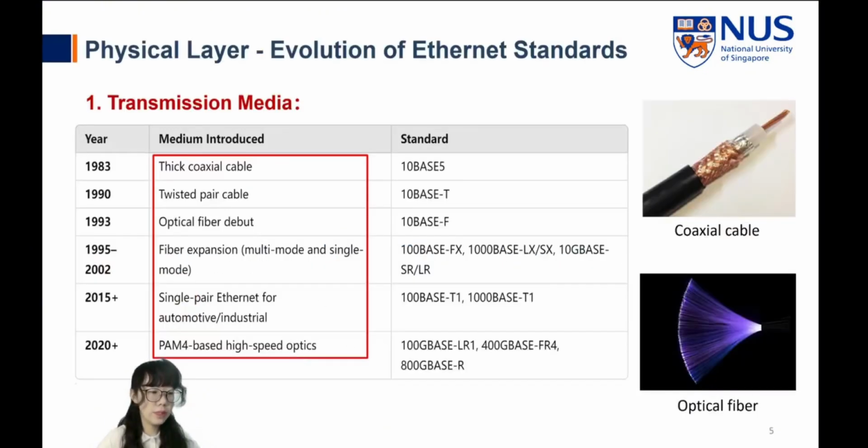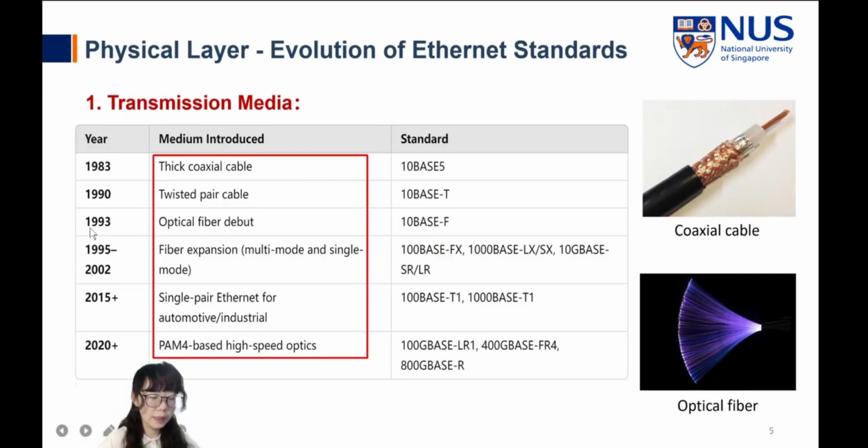Let's start with the evolution of Ethernet physical layer standards. Firstly, I will talk about the transmission media. At the very beginning, back in the 1980s, Ethernet used thick coaxial cables. These were strong but not easy to install. Then in 1990, twisted pair cables were introduced. They quickly became the standard in most local networks because they were cheaper and easier to handle.